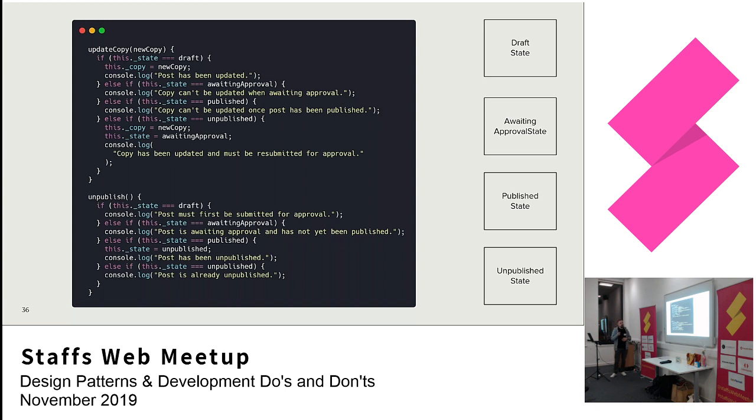As a visual representation of that, we'll take all the work in all the branches where we check for draft and move it out to its own object, the draft state. All the branches where we do some work with awaiting approval, we'll move out to their own object. For publish, we'll move all those out to their own object, and then the same thing for unpublished.